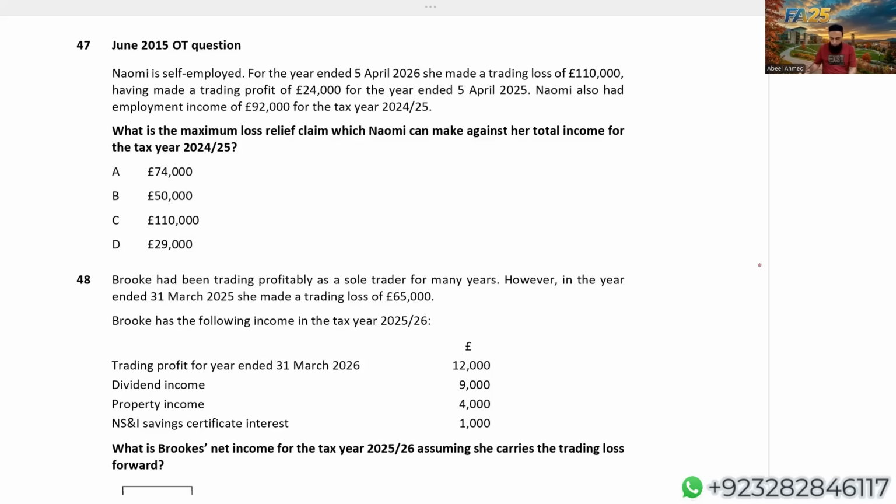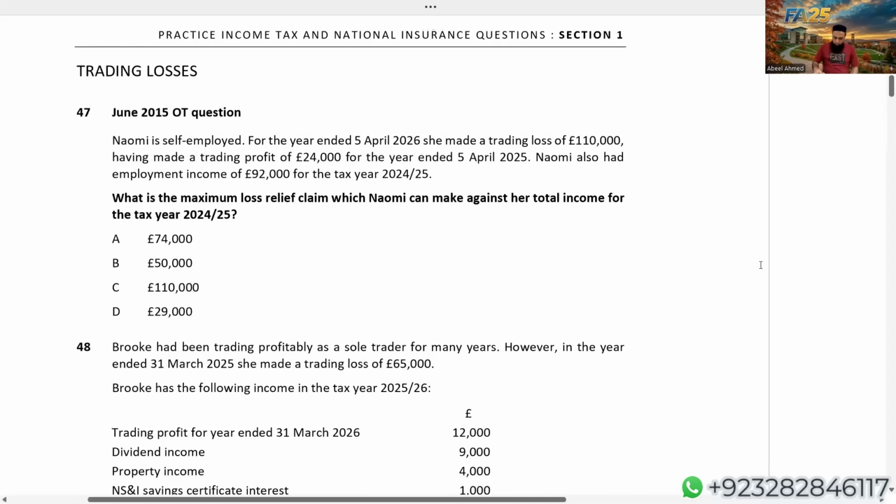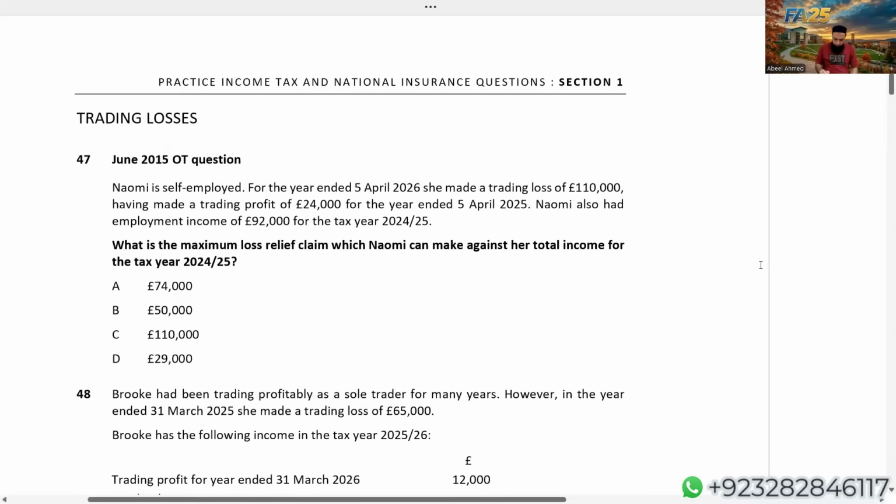Let's start. Of course, we will not only be solving the MCQs. While I attempt these MCQs for you, I will also give you the revision relating to that area. Let's see. Question 47. Topic is trading losses. What is the maximum loss relief claim which Naomi, let me call her Nomi, can make against her total income for the tax year 24-25?